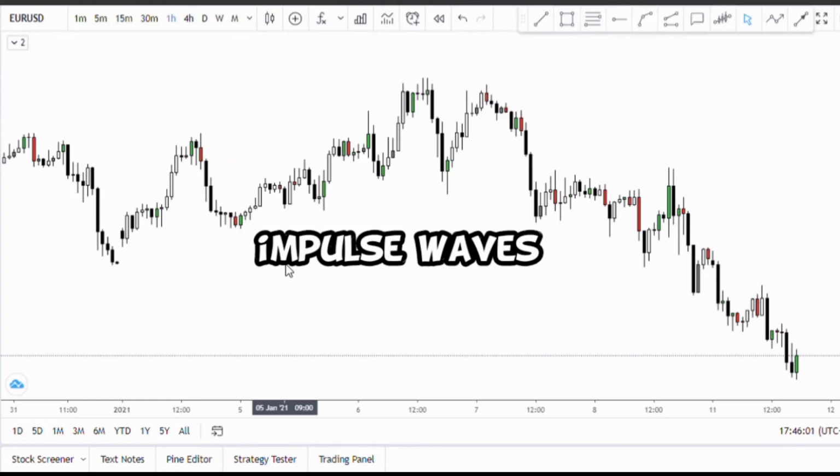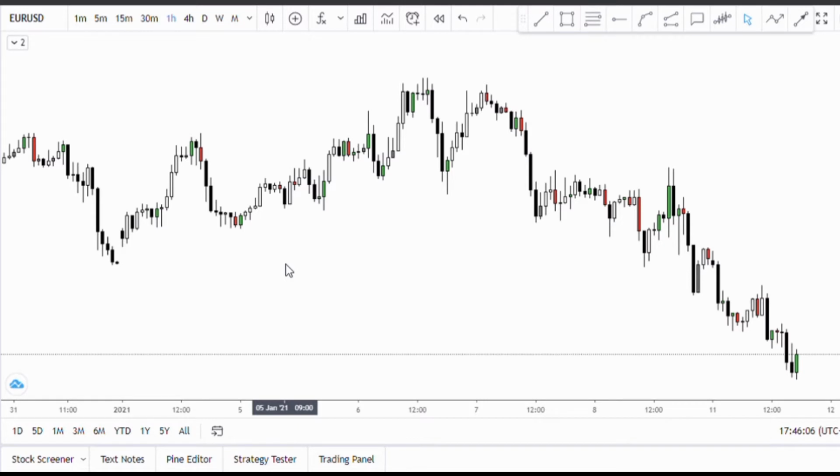We're talking about impulse waves. Basically, impulse waves and corrections, but mainly the impulse wave. We need to know how to identify them and how to use them to our advantage.